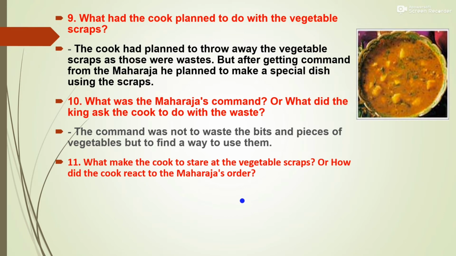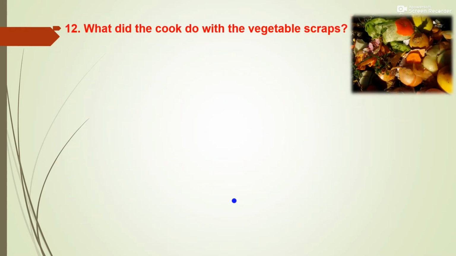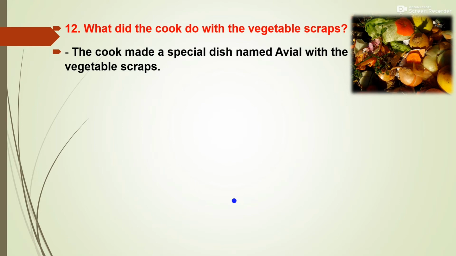What made the cook stare at the vegetable scraps, or how did the cook react to the Maharaja's order? When the Maharaja commanded the cook to find a way to use the scraps instead of throwing them, the cook was in a fix. And that's why he stared at the vegetable scraps to find a way to use them. What did the cook do with the vegetable scraps? The cook made a special dish named Avial with the vegetable scraps.